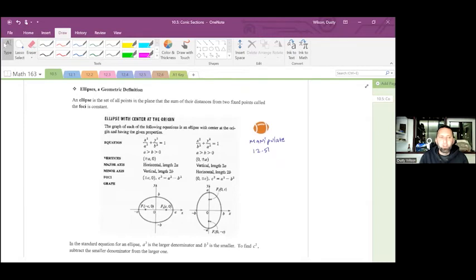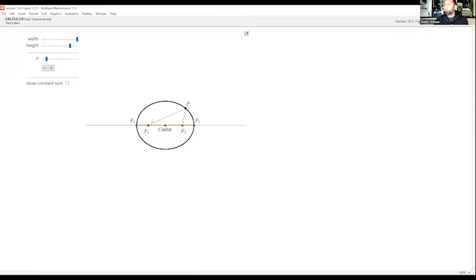Ellipses, a geometric definition. An ellipse is the set of all points in the plane such that the sum of their distances from two fixed points, which are called the foci, is constant. So here's a picture of the ellipse. What I want to point out is that the length of the string is the dotted line in the picture. The total length of the string, starting at F1, going to P, and then back to F2, remains constant.